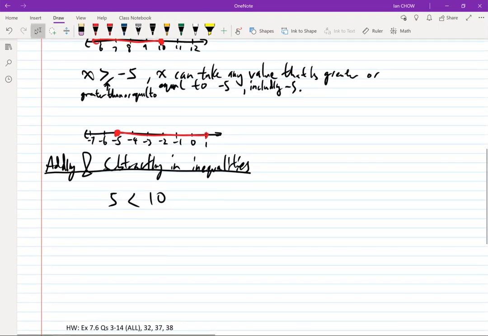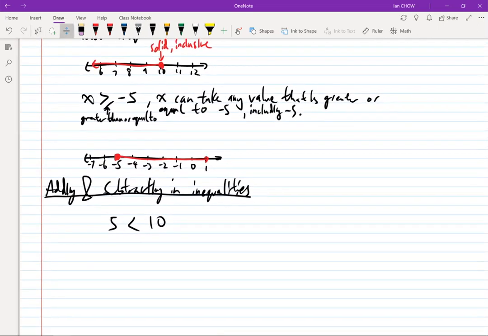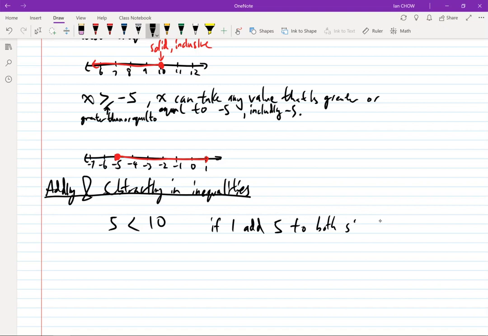And so what I can do to the inequality is I can actually add or subtract numbers to it. So for example, just like normal equations, if I add 5 to both sides, what will happen? So if I plus 5 to both sides, let me do that in green, plus 5 and plus 5 to this inequality, we would have here 5 plus 5 will be 10, and then let me keep the less than, 10 plus 5 will be 15. Is this statement still true? 10 is less than 15? Yes, it is. It is still true.